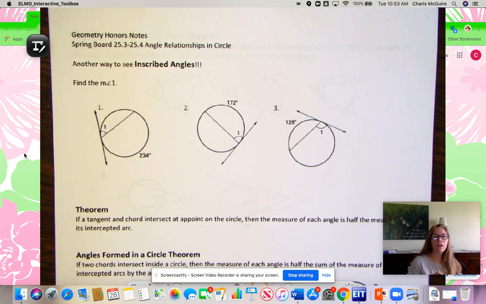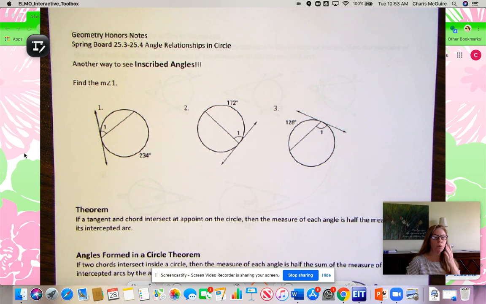Okay, so we are looking at angle relationships that happen inside the circle. So these are different angle relationships. And the first one, this is a separate theorem, but the way I want you to think about this is the same way that you would think about an inscribed angle. Our last lesson was all about inscribed angles, and we graded that homework yesterday. And so this should seem relatively easy for you.